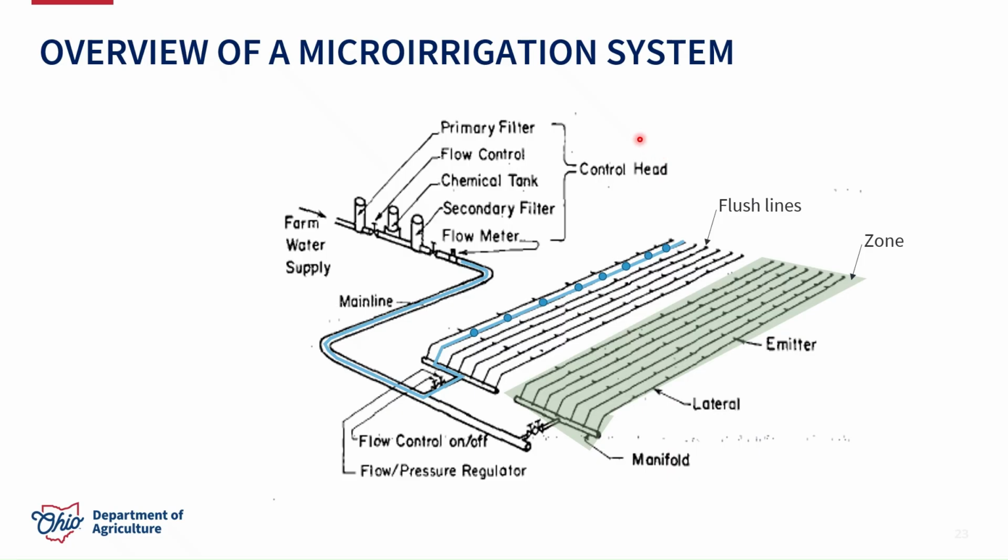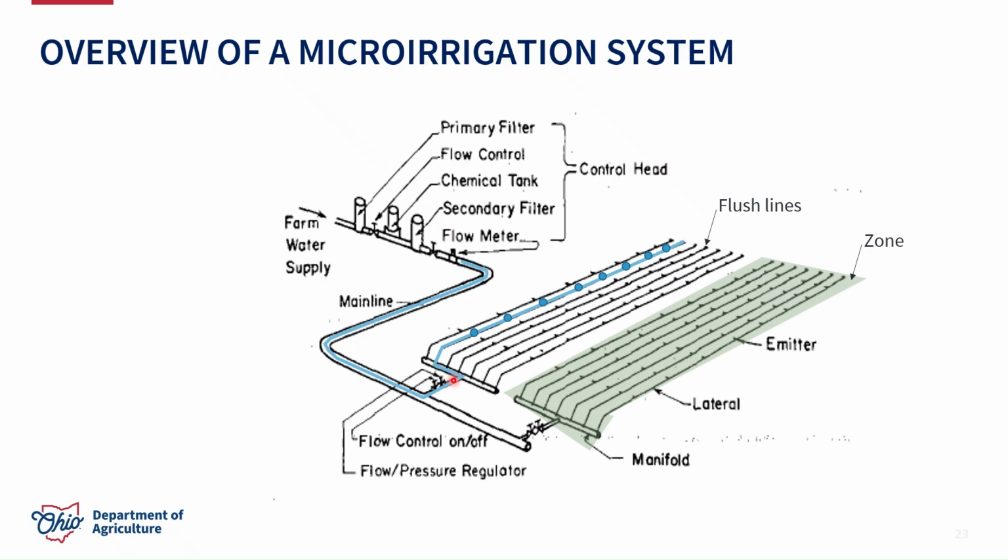We're going to have this control head area where we're going to have filtration, the ability to introduce chemicals for chemigation or fertigation. We're going to have other filtration systems, flow control, flow meters, pressure control. From that control head, that's tied into that farm water supply. We're going to have that main line where water is going to be distributed along the main line and piped where it needs to go.